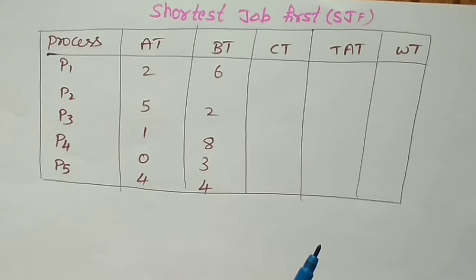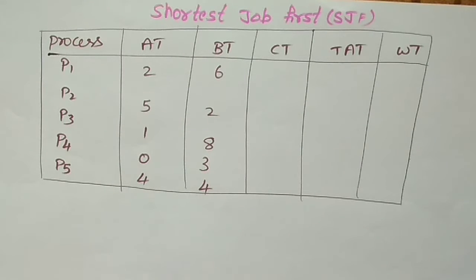In this video, I am going to discuss the shortest job first scheduling algorithm. In the previous videos, we have seen the FCFS and round robin scheduling algorithms, right? In this scheduling algorithm, the main criteria is burst time, whereas in the previous scheduling algorithms, the main criteria is arrival time only, right?